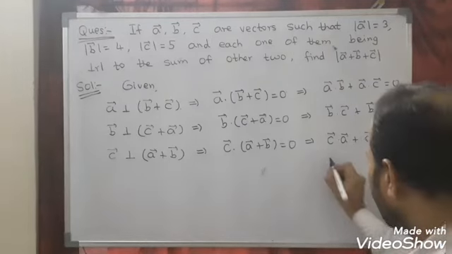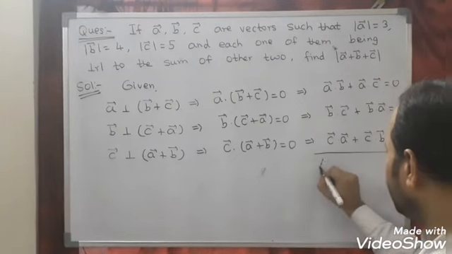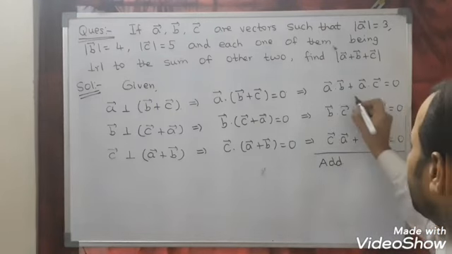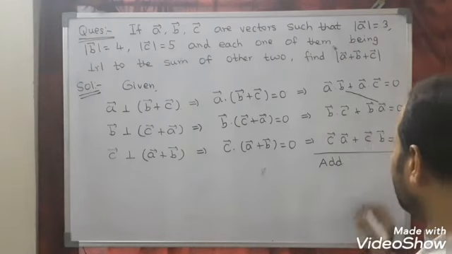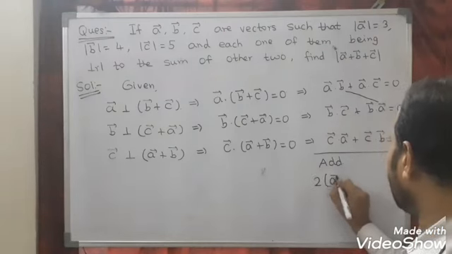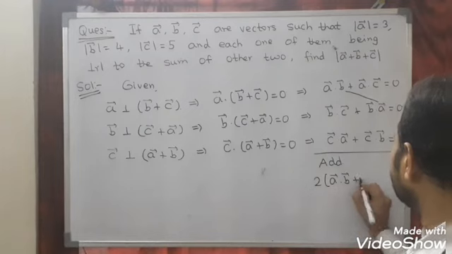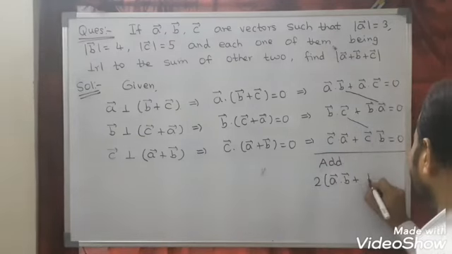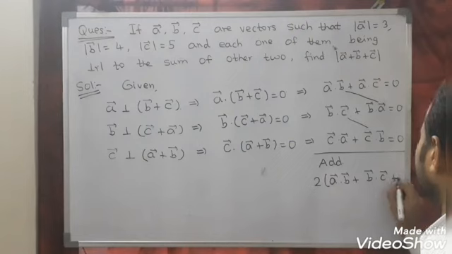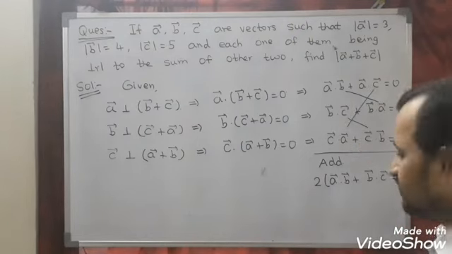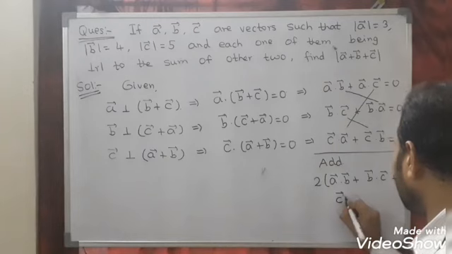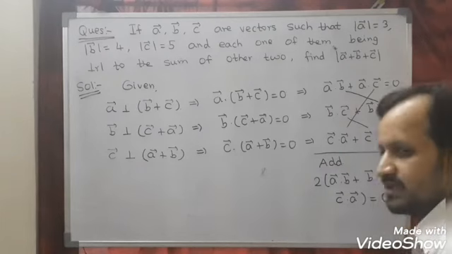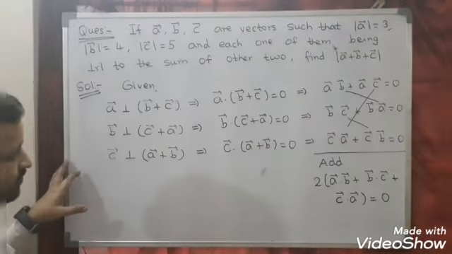Now what I am doing here is adding these, and when you add, what will you get? A dot B is same as B dot A. So you will get 2 times A dot B plus, now B dot C is same as C dot B, so B dot C plus C dot A, which is same as A dot C. When you add all these, you will get this value equal to 0. Now we have to find this.